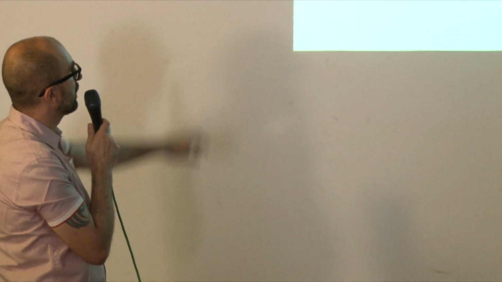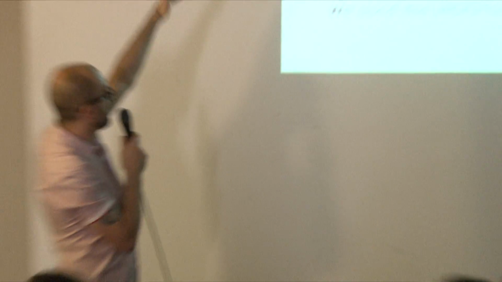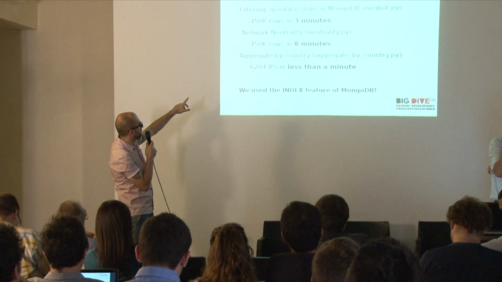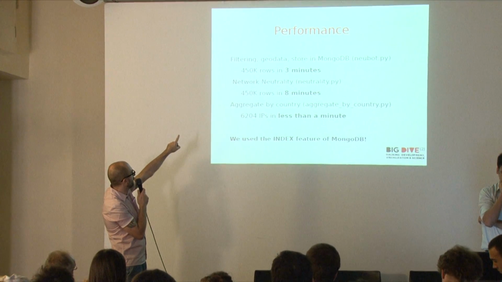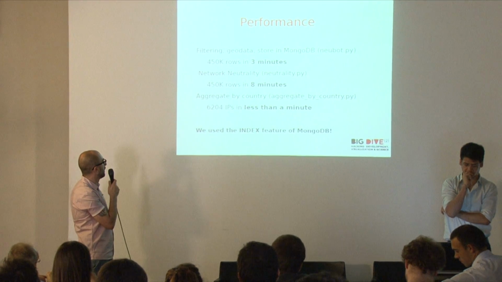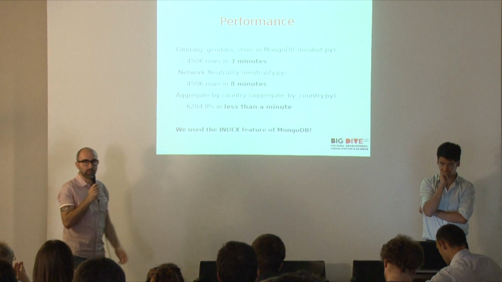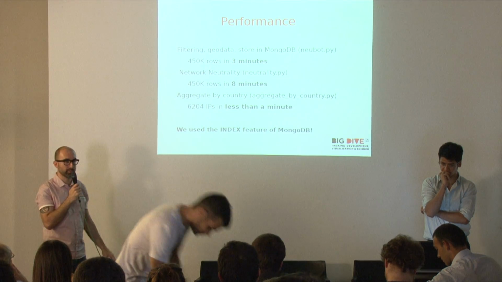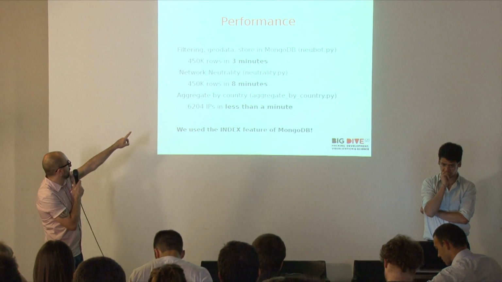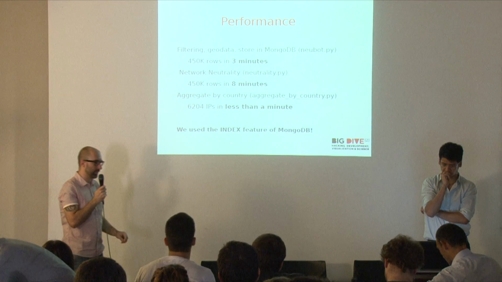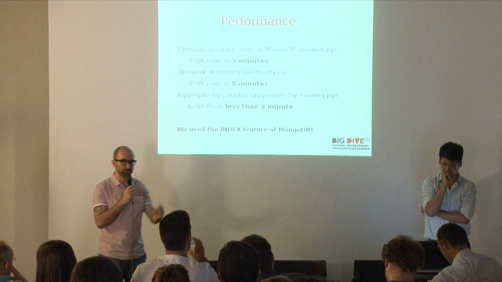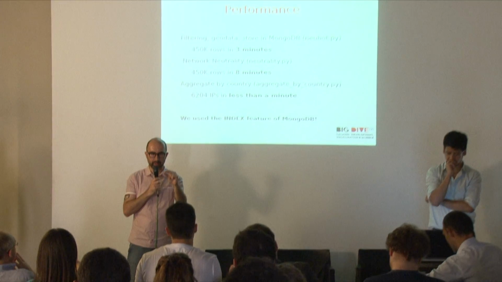Just to give you some idea about the performance, I divided it into the three steps that I showed in the previous slide. The first step is the elaboration of 450K rows in more or less 3 minutes, so it's very fast. In order to estimate the network neutrality, we had a problem, because we need two different data, the speed test and the BitTorrent test.